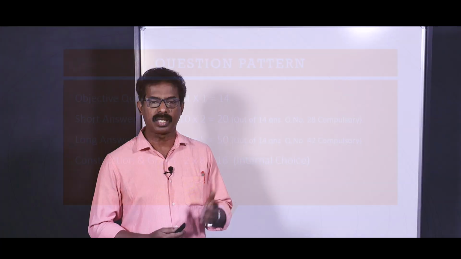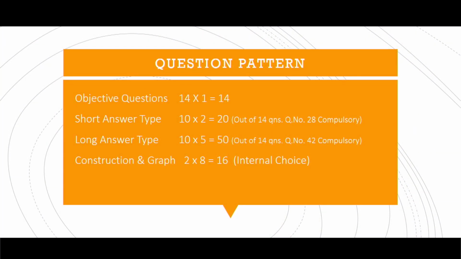Then you have short answer type questions. You will be answering 10 2-mark questions out of 14 questions. 14 questions will be given, you have to answer 10. But the last question, question number 28, will be the compulsory one. You have to write that. There is no option for that one.